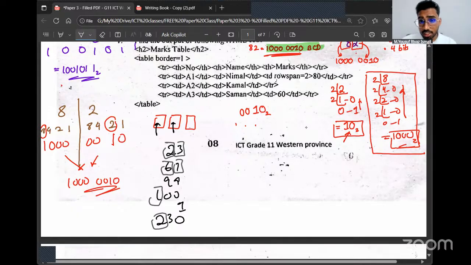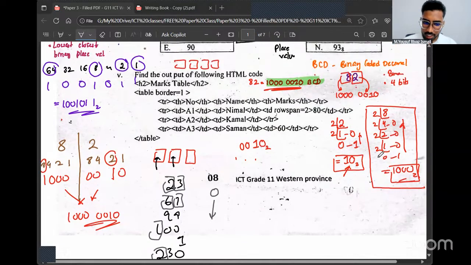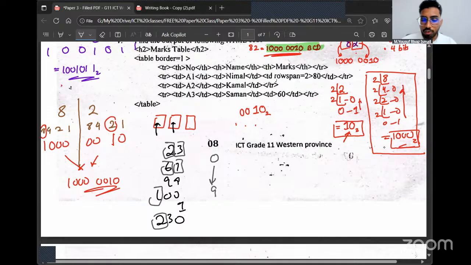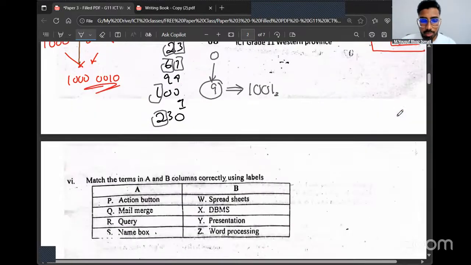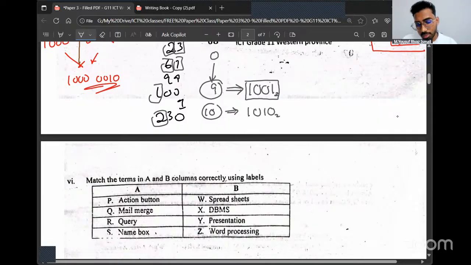If you take a specific digit, the minimum value of a digit could be 0. What is the largest value a digit could be? Correct. The largest value a digit could be is 9. Now, 9 in binary is 1001. In BCD, each digit is represented in binary, so the largest BCD value is 1001. Number 10 in binary is 1010.